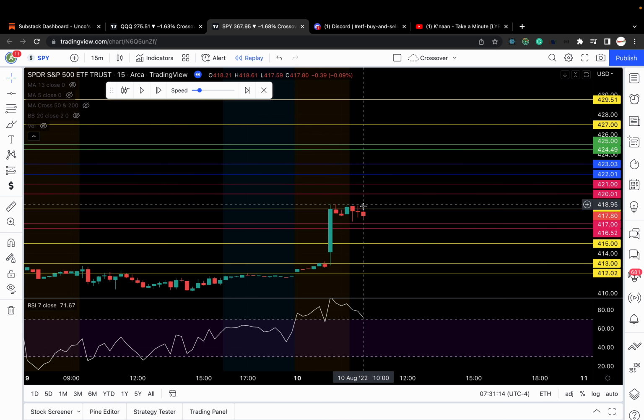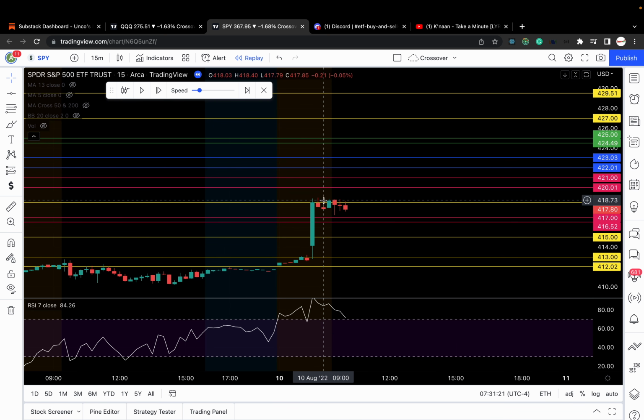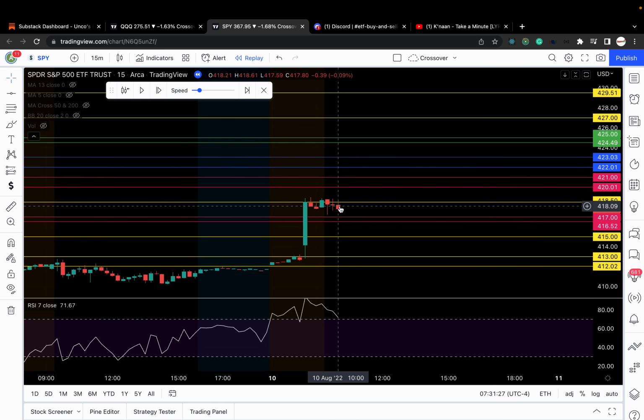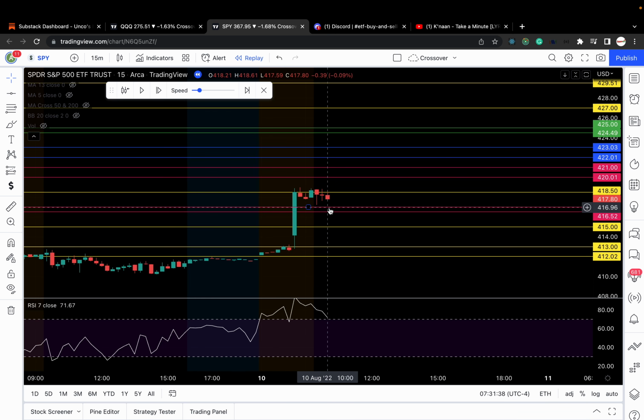With 418.5 getting tested like that, I'm seeing two things. It's basing under a resistance level. So for me to want to enter calls at this point, I need to see it clear 418.5. However, it's still defending 418.5. So for me to trust it, I need to see the 417 to 416.5 zone break on the 15-minute chart to enter puts. Let's see what the market decides to do.